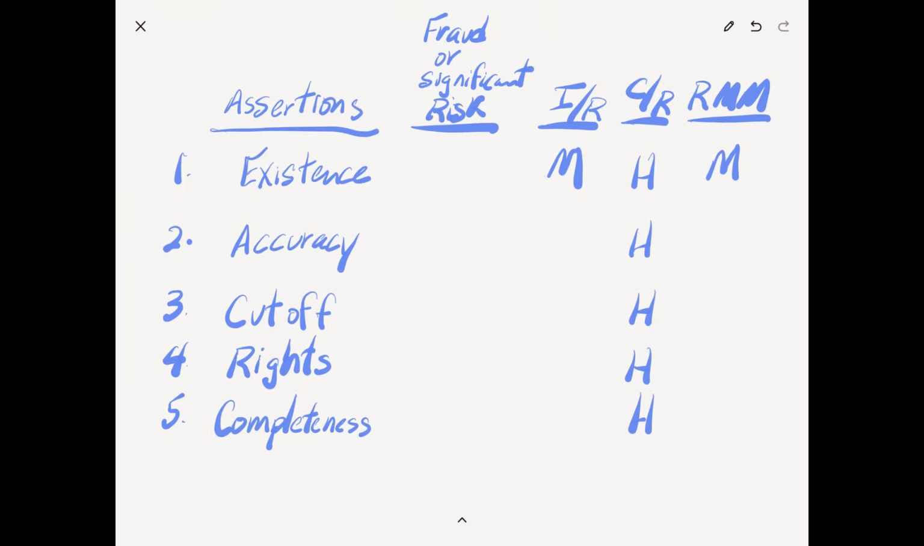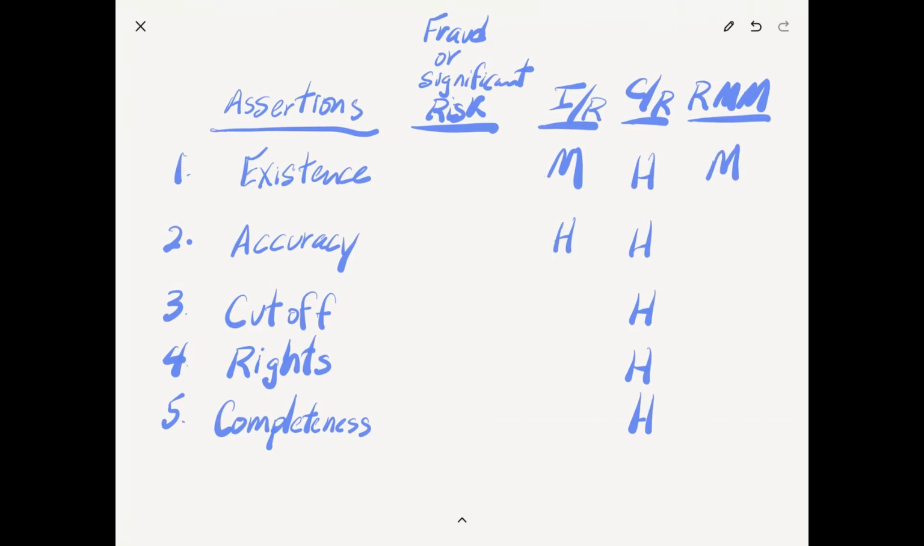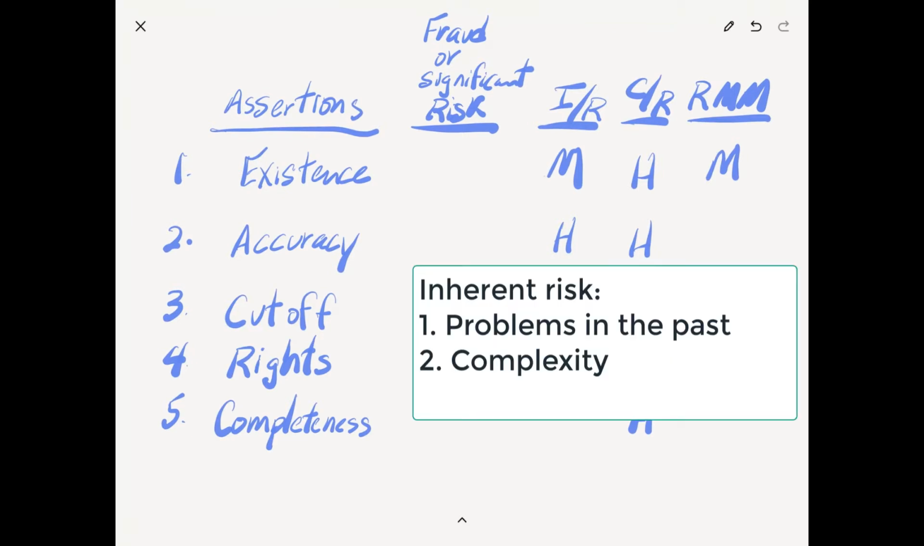Now, on accuracy, let's say that this particular client hasn't done a bank reconciliation correctly in the last 40 years. And so accuracy, the inherent risk would be high because historically you've had a problem here. Now, inherent risk is commonly a function of, have you seen issues for that particular assertion in the past? It's also a function of complexity.